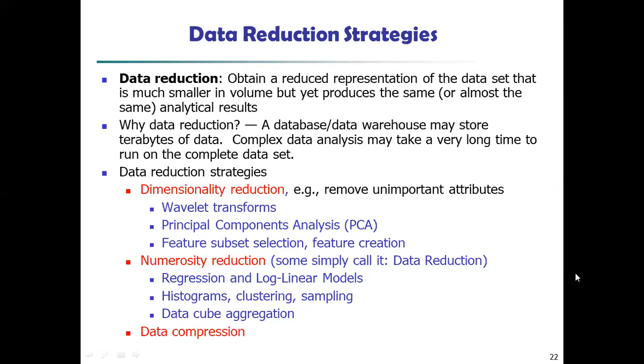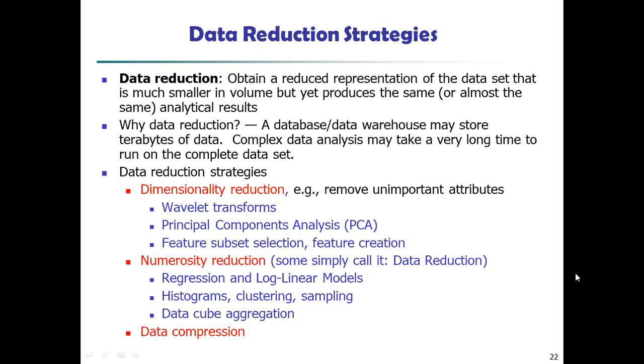So here you can see the overall view of the data reduction strategies. First one is dimensionality reduction. Second one is numerosity reduction, and third one is data compression. So the data reduction strategies are mainly dimensionality reduction, numerosity reduction, and data compression.